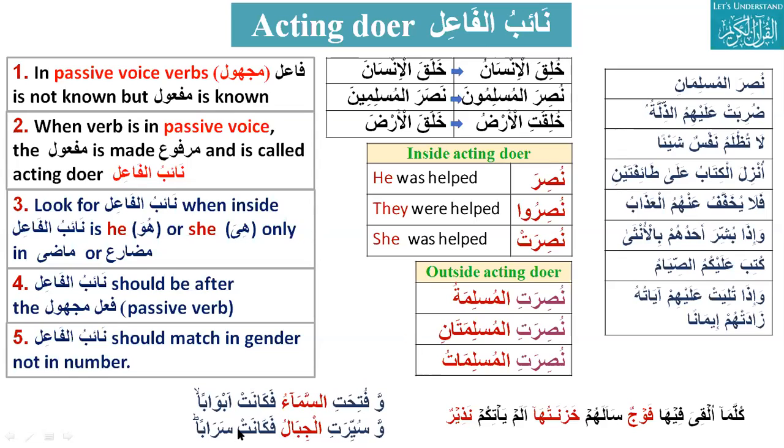Fa-sawfa kanat sarabaan, it was... it became. "Becomes" should be "became." Saraba is illusion, delusion. Illusion. Yeah.